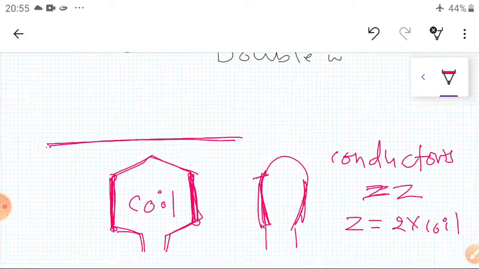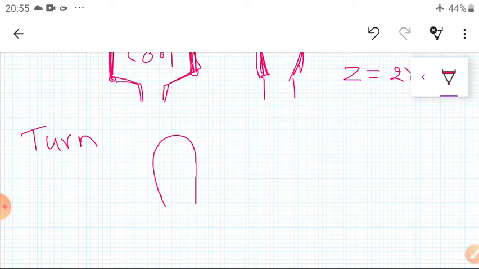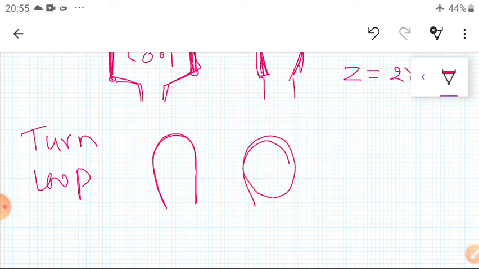Next, the second one is the turn or loop. One turn means this. Loop is nothing but this one. For this one turn, suppose I am going to this one, so the number of turns.